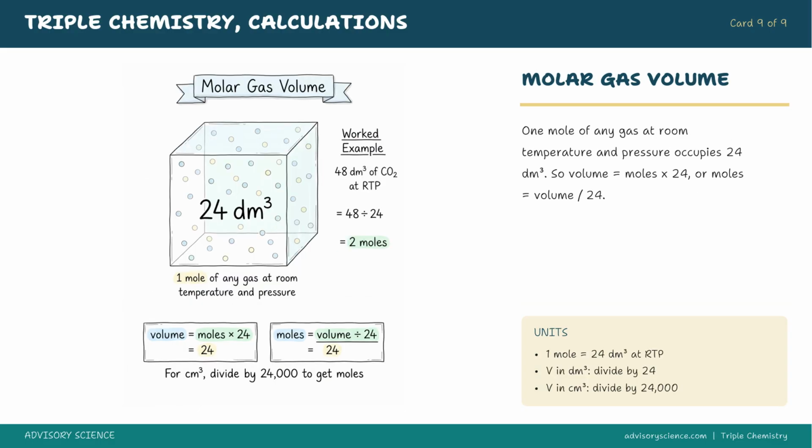Molar gas volume. 1 mole of any gas at room temperature and pressure occupies 24 decimeters cubed. So volume equals moles times 24. Or moles equals volume divided by 24. In the exam, if a question gives volume in decimeters cubed, divide by 24 to get moles. If in centimeters cubed, divide by 24,000, so watch the unit.